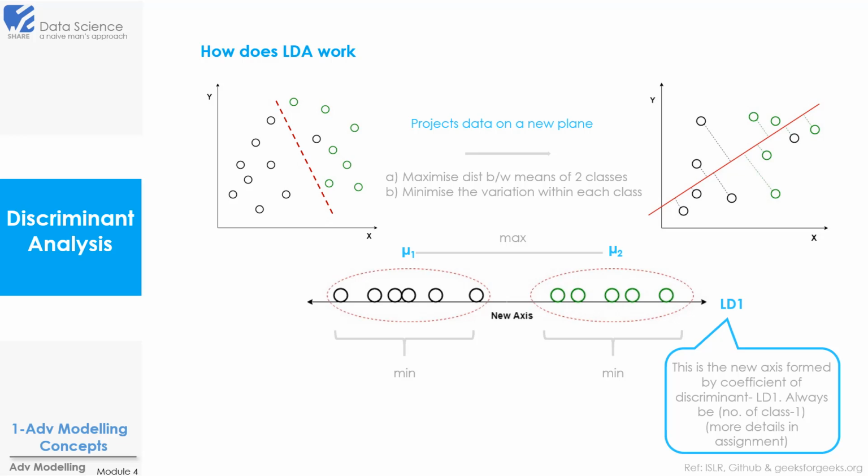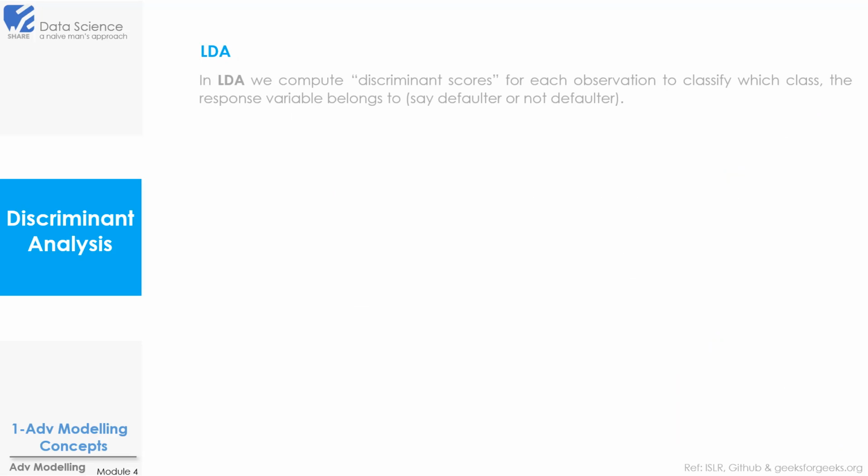Okay, so now if you look at the data and the axis here, we can see that the mean is maximized between the two classes and also the variance is minimized within each class. So we will choose that decision boundary which will help us achieve this. So that was just to explain how things work in the background.